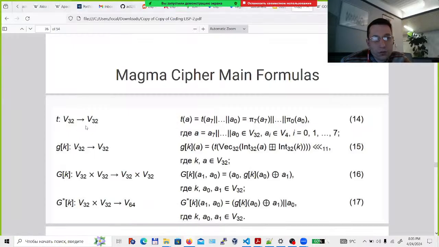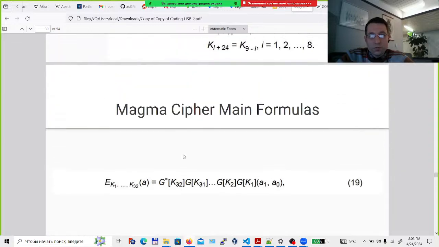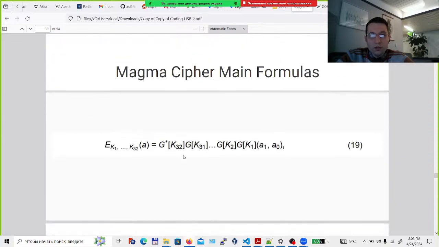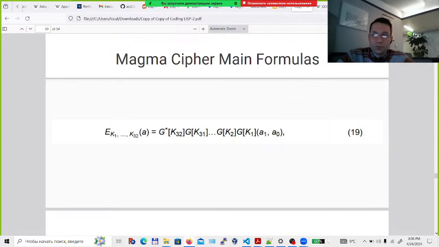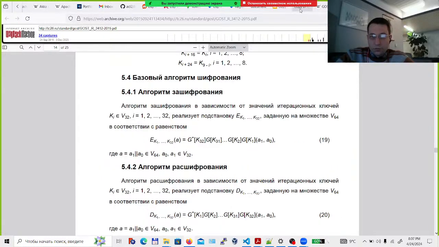We do the same calculation for the G function. This is a way we can formulate our keys inside our logic. And this is the main encryption formula.